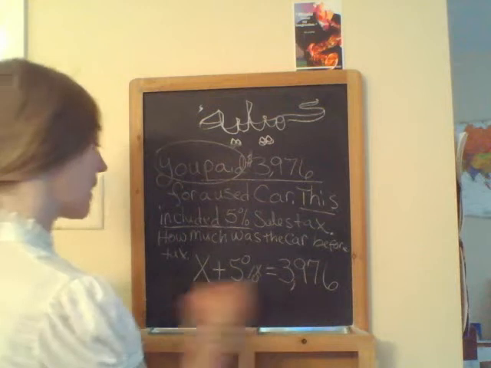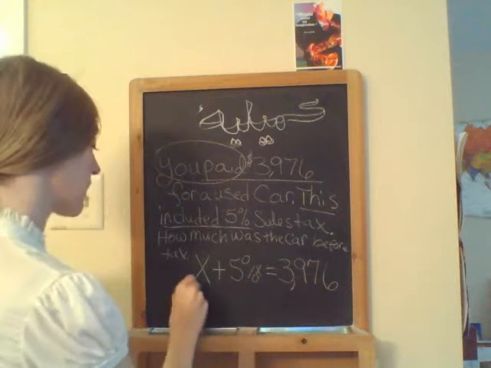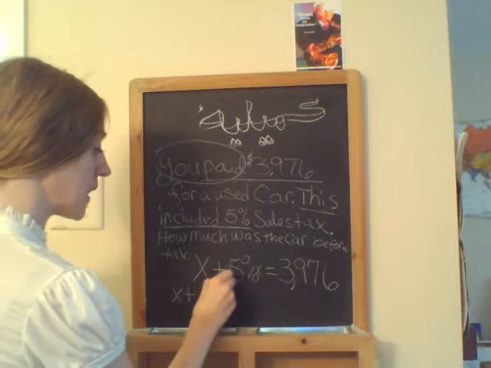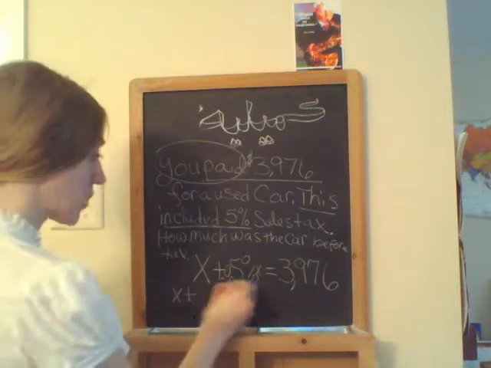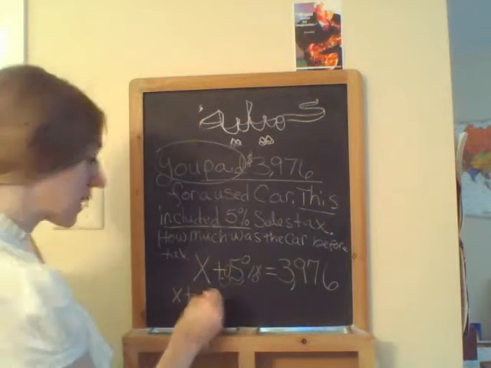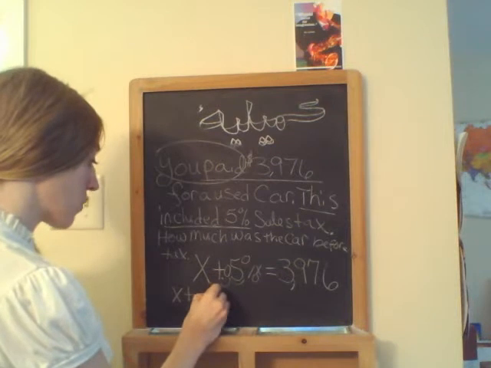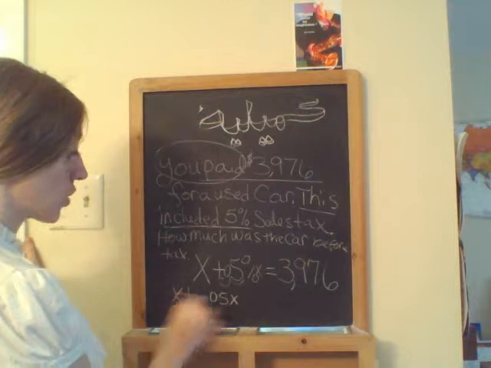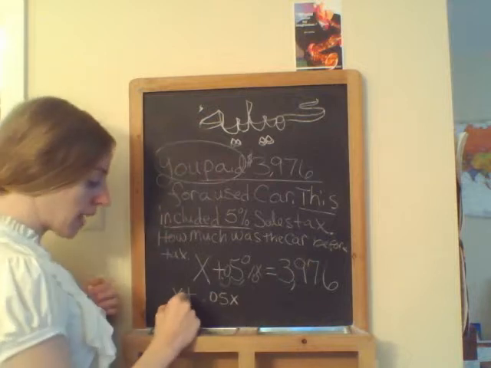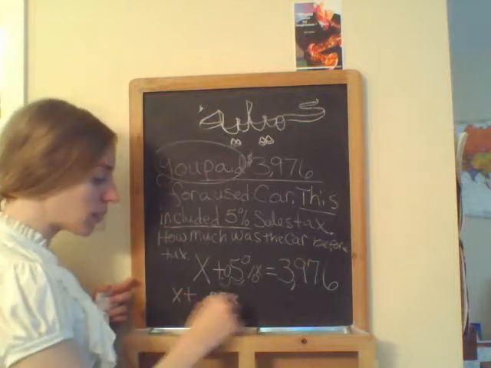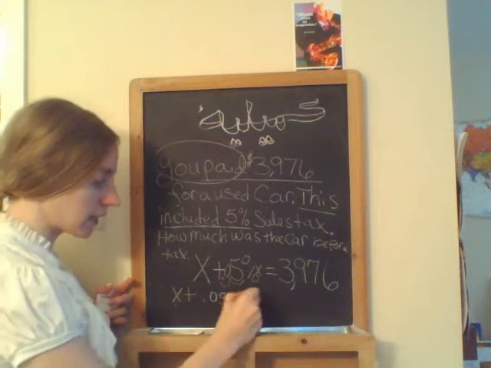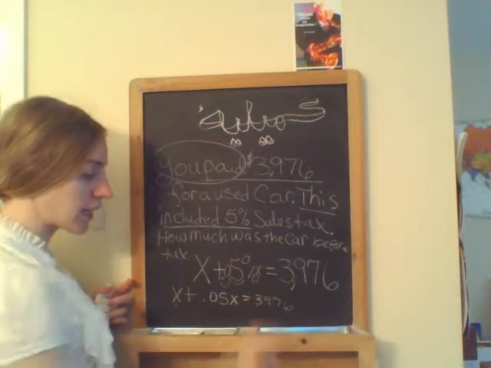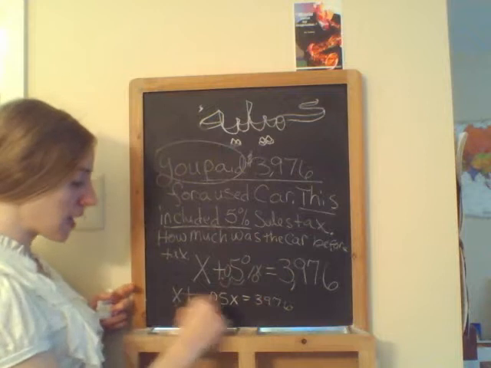So we can go back in and put x plus, of course you want to convert this into a decimal so you can work with the amount. I'm not going to go back and teach you how to do that, but you should know that it's pretty straightforward at this time. So 5% of that amount, because you know that we're going to be adding whatever the car is plus 5% of whatever it is, is going to give us that number, 3976. So then you can go ahead and solve for x.